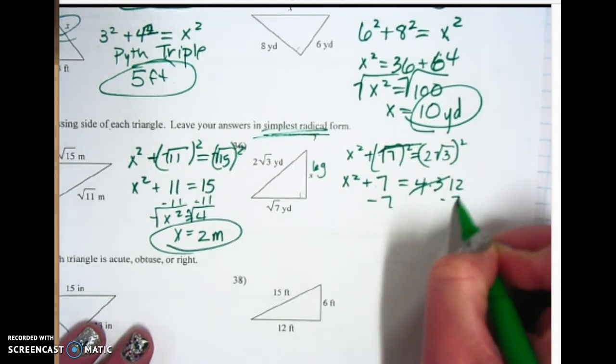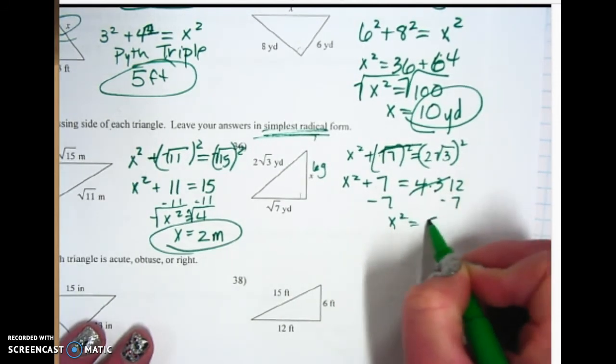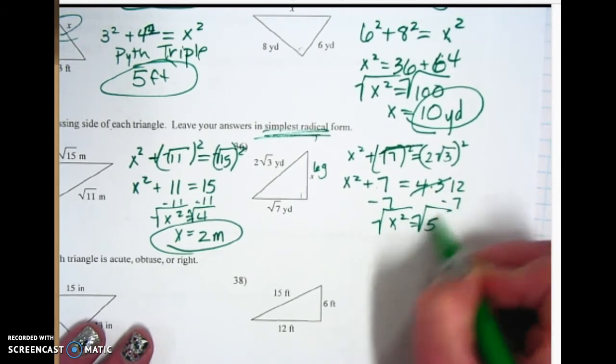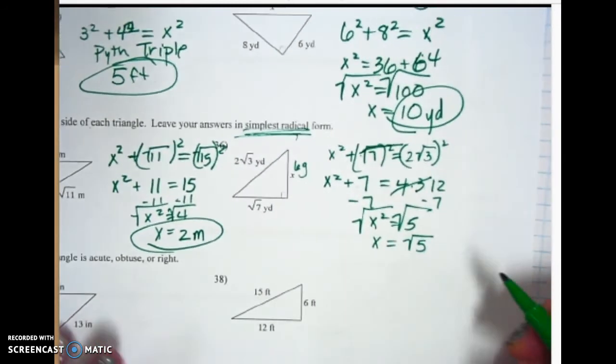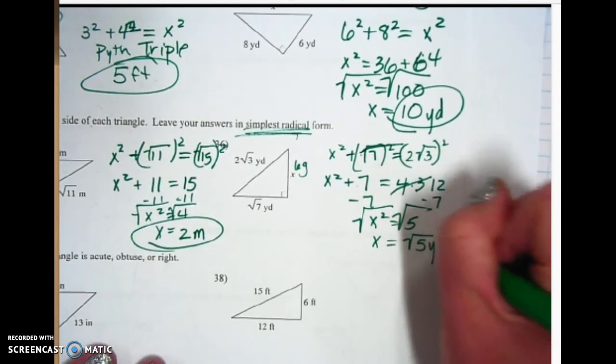Subtract 7 from both sides. You get x squared equals 5. So when you take the square root of both sides, you get x equals the square root of 5, which is prime, so we know we can't simplify it anymore, and this one is in yards.